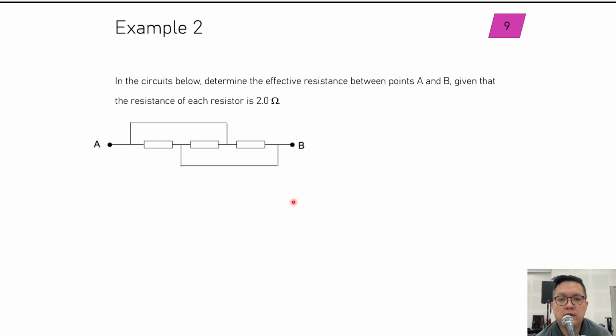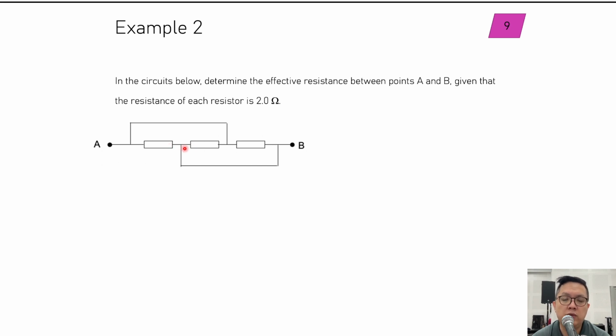Okay, this one is a bit challenging, I would say. You have 3 resistors connected in a very funny way. If you trace the path, you can see that this point A is connected to the head of the first resistor and connected between the tail of the second resistor and the head of the third resistor. Then for B, it's connected to the tail of the third resistor, the tail of the first resistor, and the head of the second resistor.